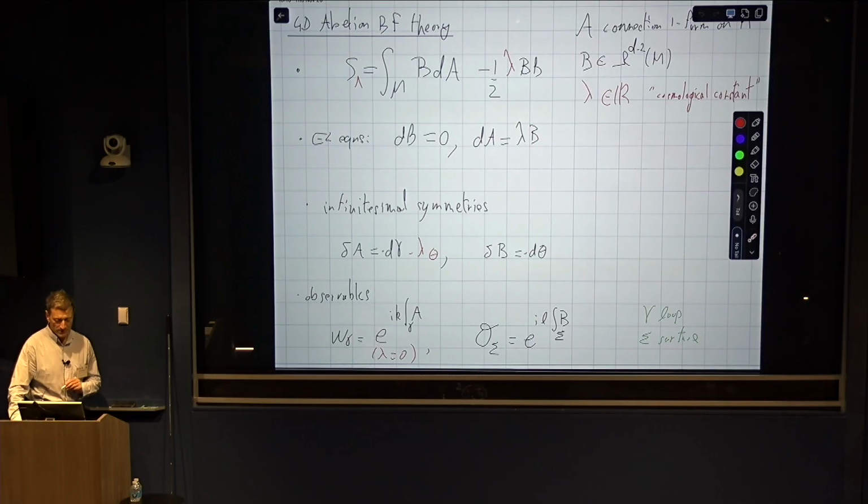And now what you realize is that the integral of B is an observable. Right? There are no gauge transformations on B. B transforms by an exact term. So if you integrate B over a closed two-surface, this is an observable. Yes?